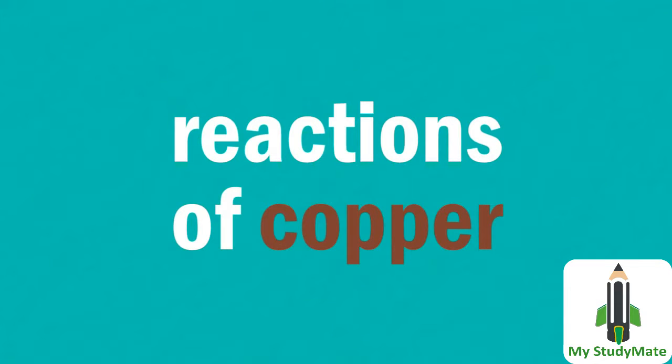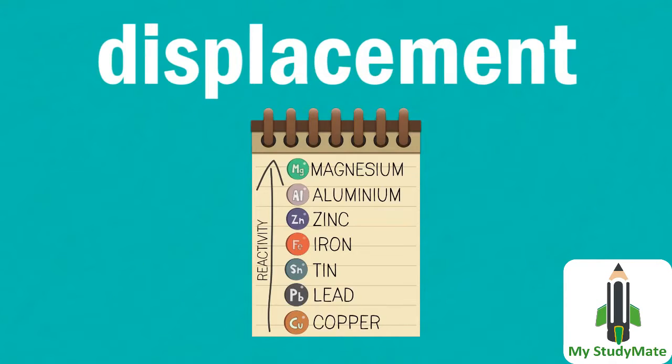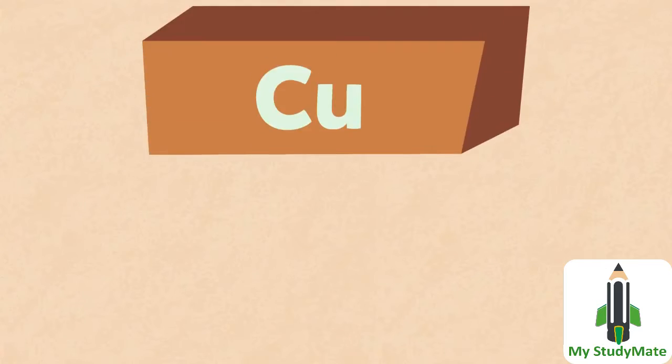In this video, we are going to look at the reactions of copper. These will include reactions with air, water, the halogens, acids, and its displacement reactions.